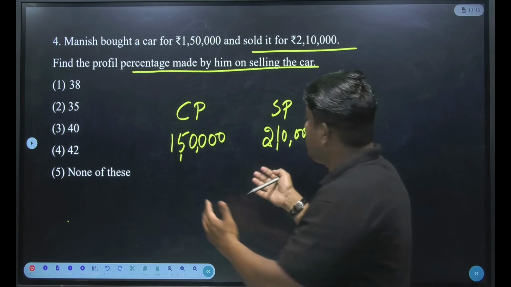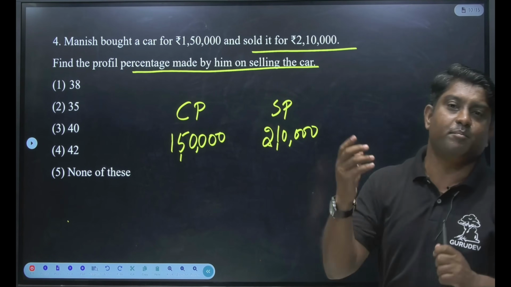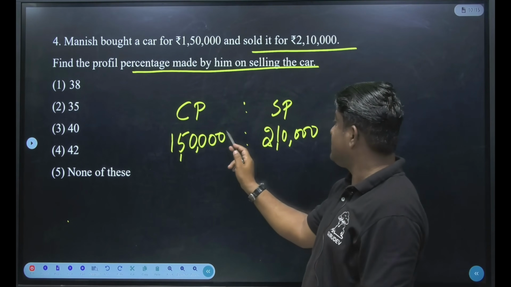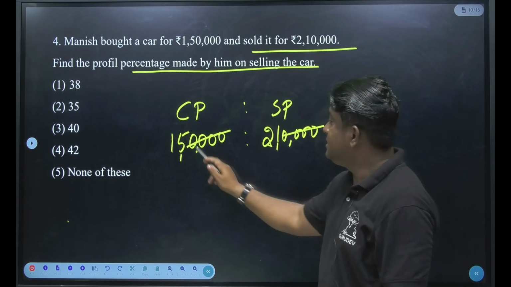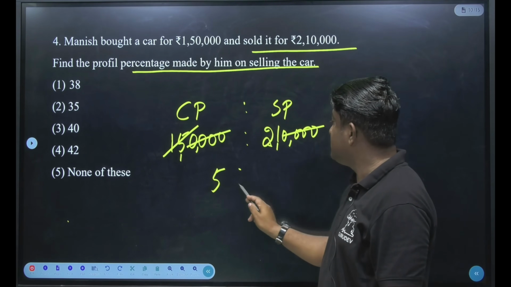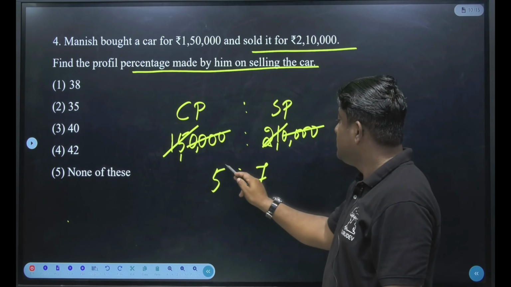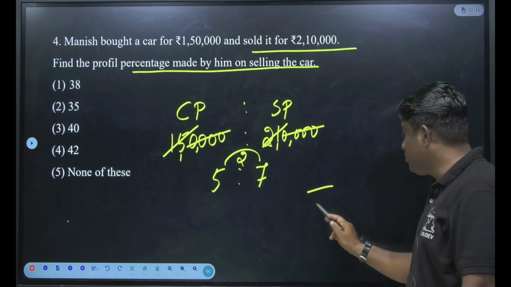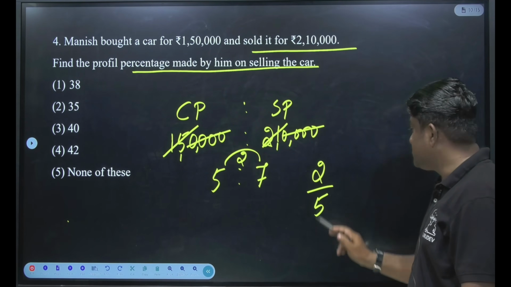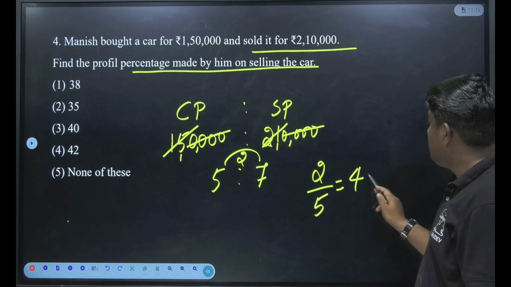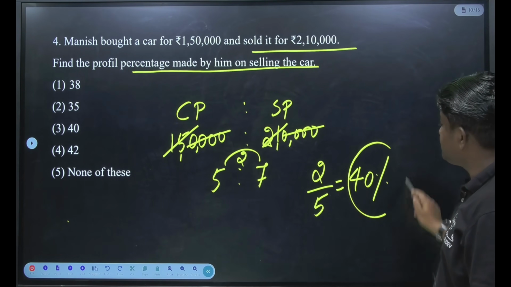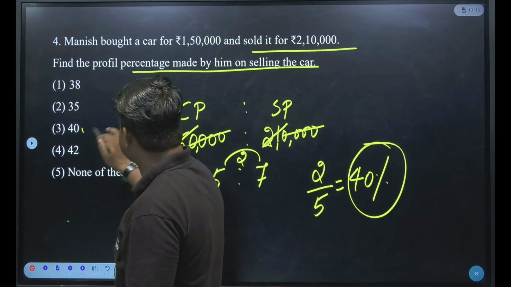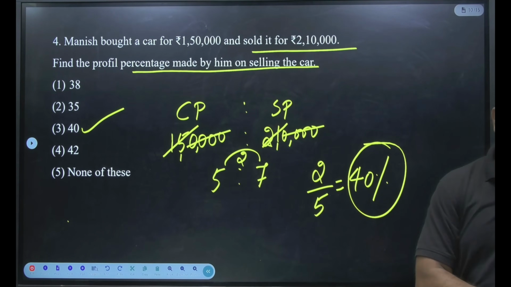Always remember, when the figures are bigger values, you can just cancel and make it a ratio. Here I'll cancel 4 zeros and 4 zeros. This can be cancelled as 3 5s and this one is 3 7s. That means I am getting a profit of 2 rupees on 5 rupees. 2 by 5 is nothing but 40% profit. That means the profit made on the car is 40%.